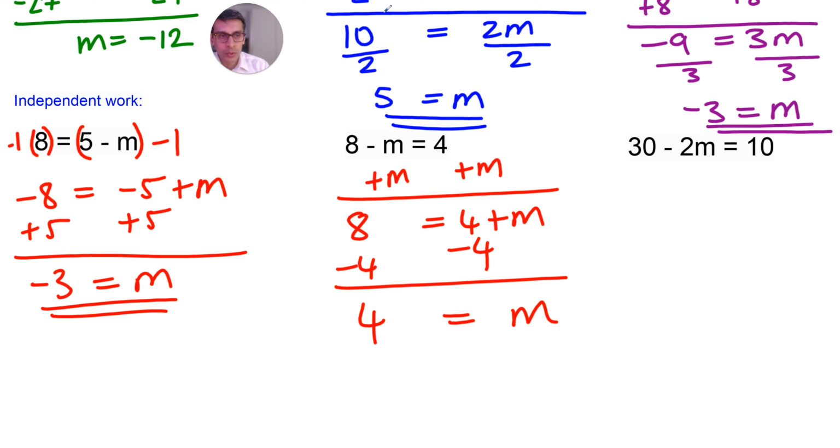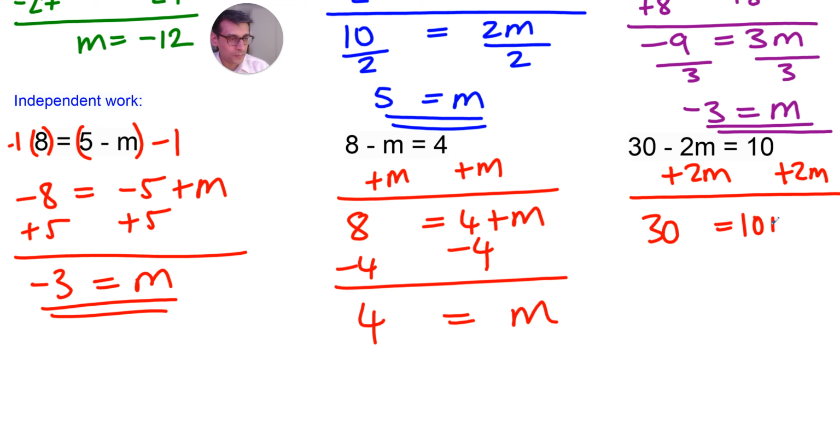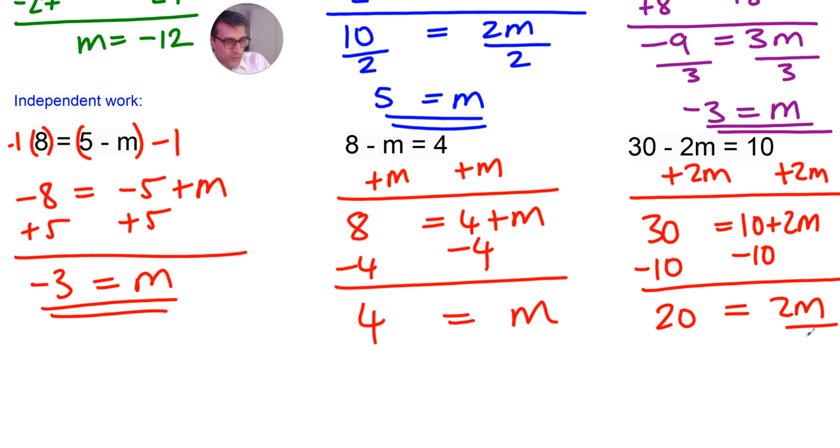And then we've got one more, so we're going to add 2m to both sides. You can obviously multiply by negative 1 as well. That method will give you the same answer. Now I'm going to take away 10 from both sides. 30 minus 10 is 20. And divide by 2. So 10 is equal to m.